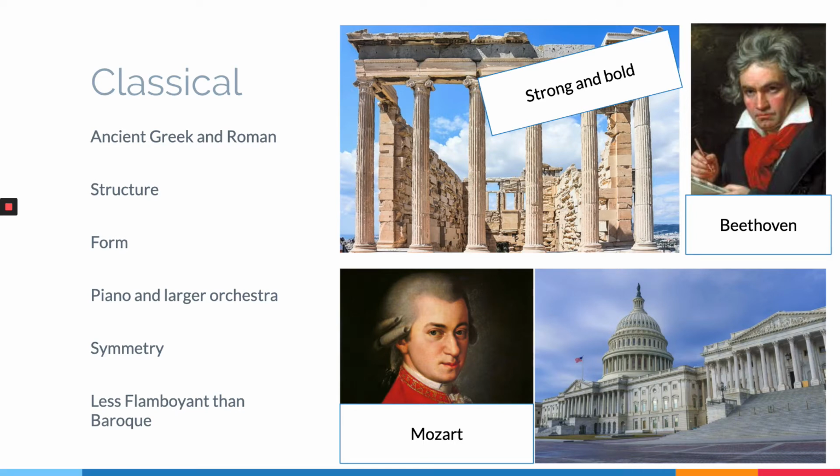The orchestra gets a little bit larger, introduction of more woodwind and brass and timpani in the percussion section. The piano becomes very prominent, and indeed Mozart and Beethoven were both very competent pianists. They were interested in symmetry, they were interested in balanced phrases. It was far less flamboyant than the Baroque period, and we have nice, neat, perfect cadences at the end of each phrase before we move on to the next.